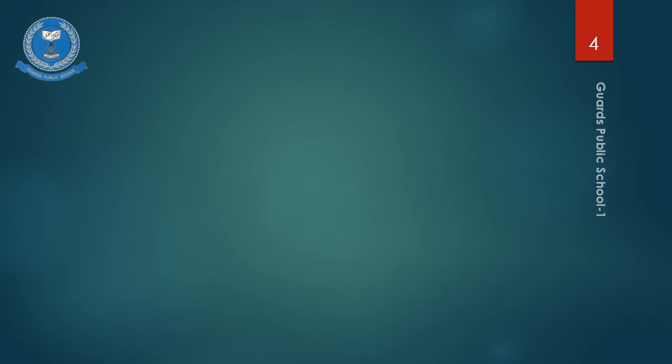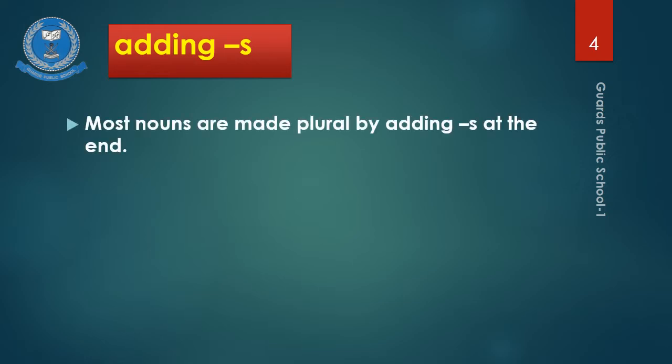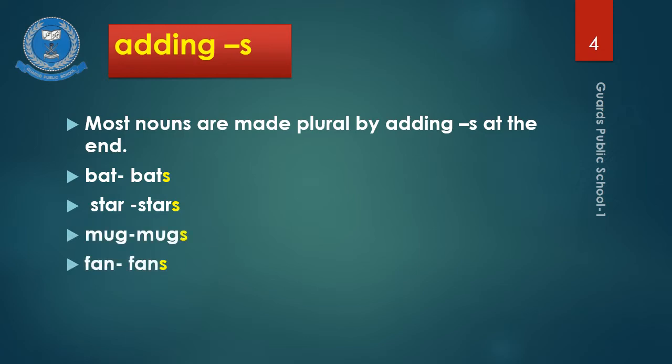So students, there are certain rules for plural. First one is adding s. Most nouns are made plural by adding s at the end. For example, bat, bats, star, stars, mug, mugs, fan, fans, cap, caps.